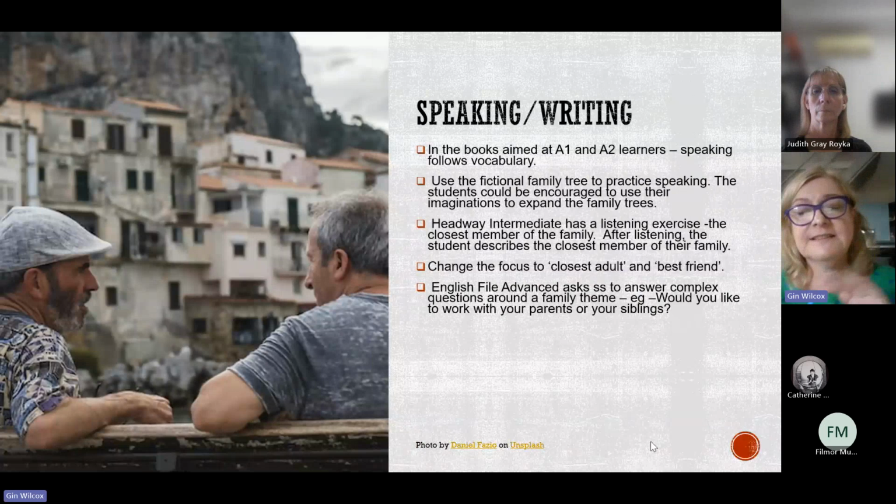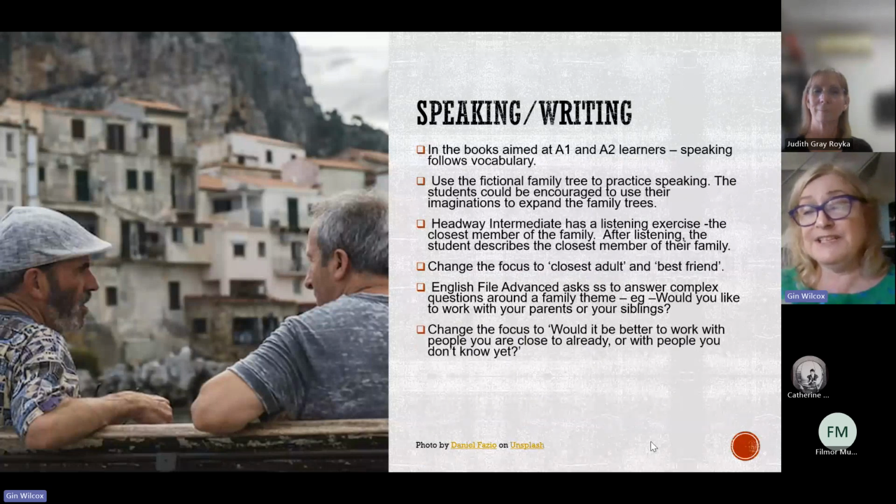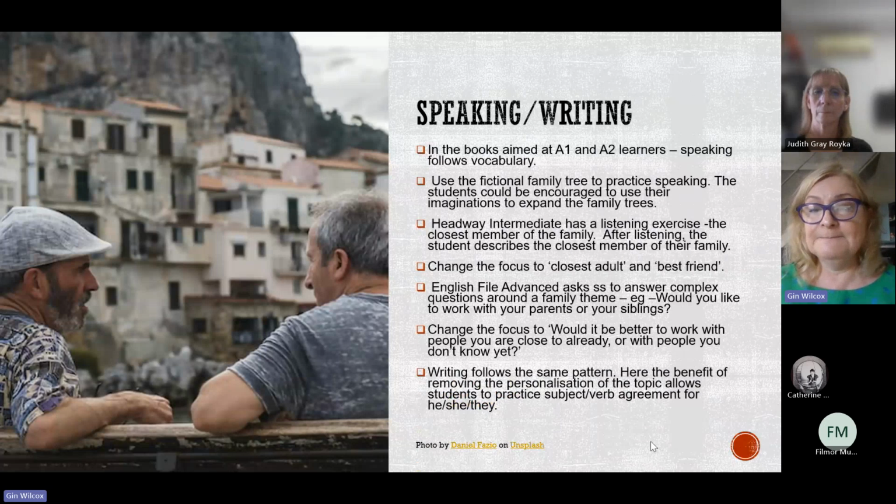English File Advanced asks students to answer complex questions around a family theme. Would you like to work with your parents or your siblings? So simply change the focus of the question. Would it be better to work with people you're close to already, or with people you don't know yet?